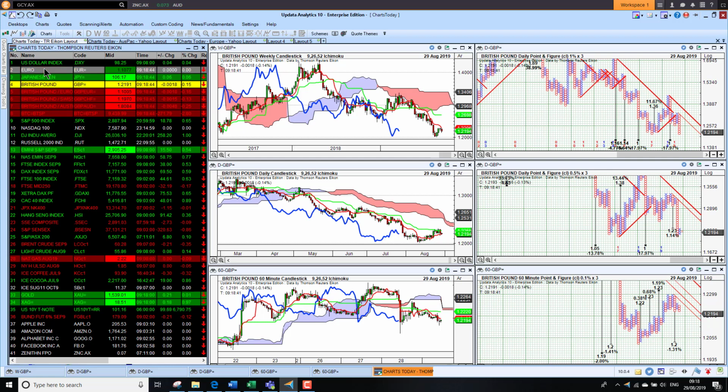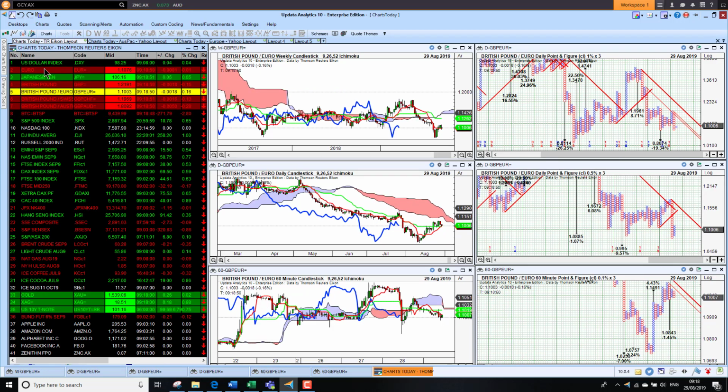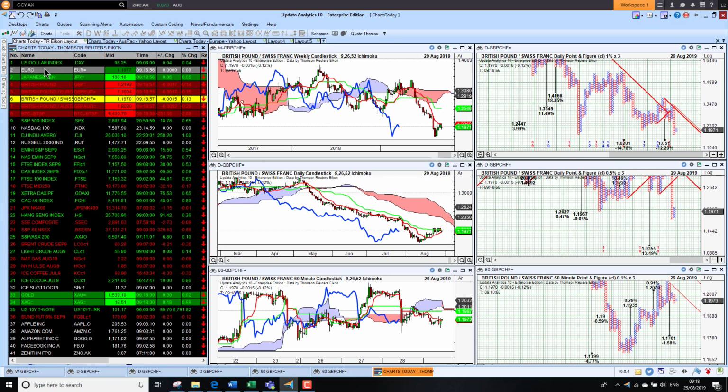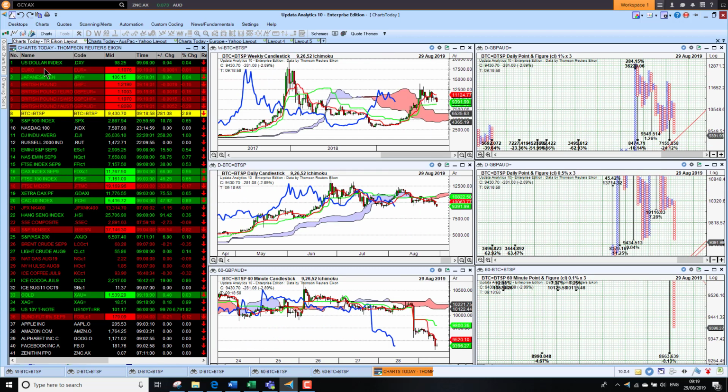Looking at sterling, we're falling away this morning. Back below the 122 level against the US dollar, so we're bearish on all three time frames, and against the euro just edging lower there as well, so bearish on all three time frames. Against the Swiss franc, we're back below 120, taking us bearish in all three time frames as well.